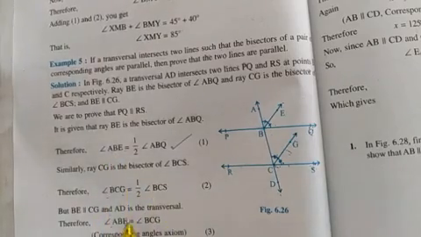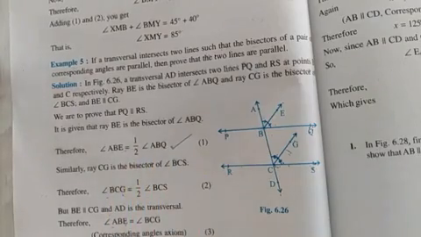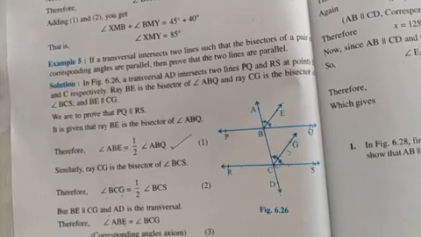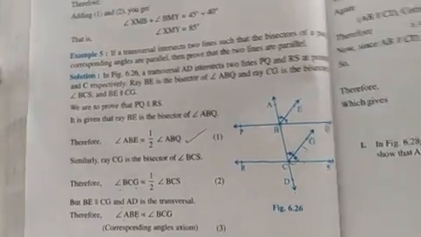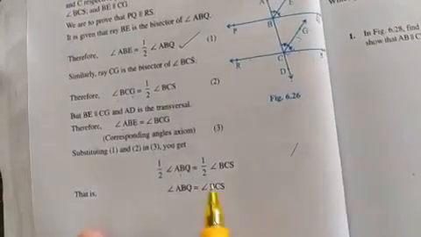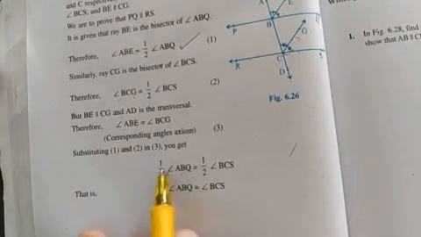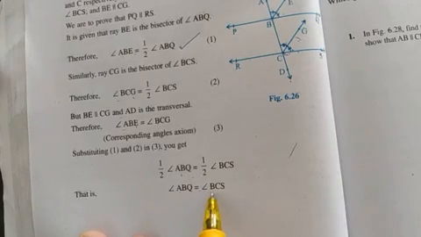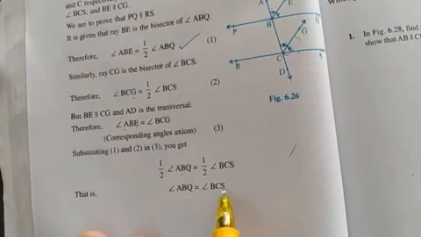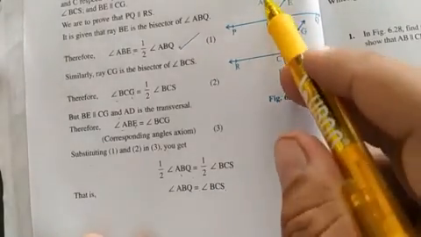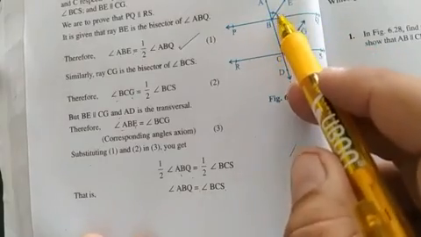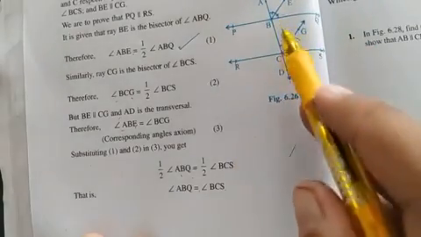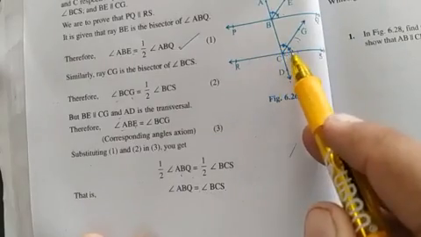In place of angle ABE we can write half of angle ABQ. In place of angle BCG we can write half of angle BCS. Half from half we can cancel. Now the remaining is angle ABQ is equal to angle BCS. And now look in the figure, angle ABQ, this angle, is equal to angle BCS, meaning this angle.